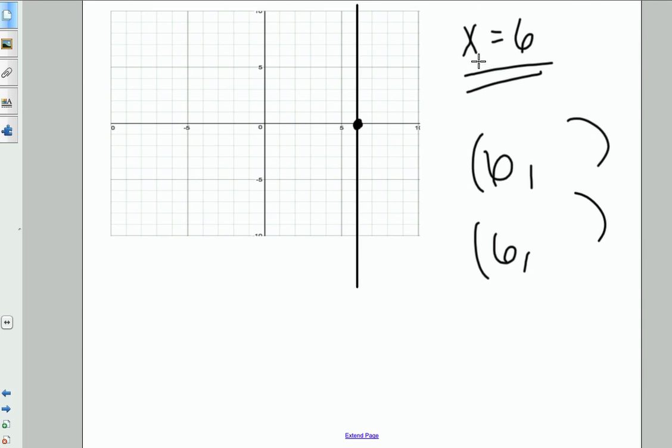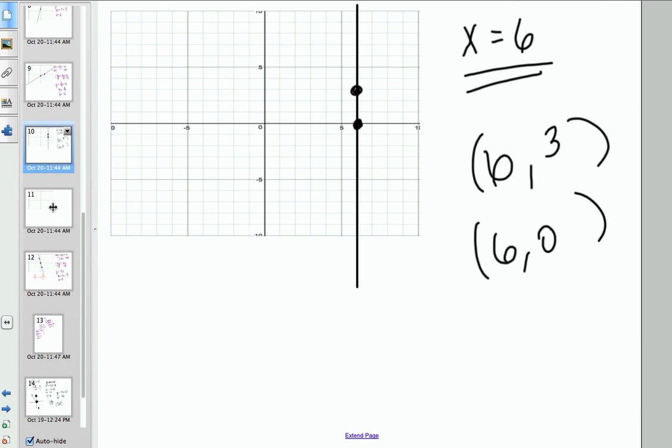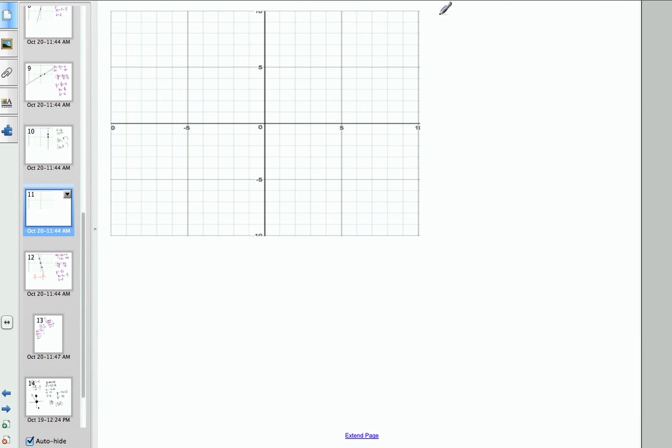Good. X equals 6 means, this is how you can think about it as well. I know I'm giving you a lot of options here, but 6, 3, 6, 0. 6 zeros here, 6 threes here, and you just connect the dots, right? All right, what was the last one I gave you? Y equals -3. Graph that one for me.